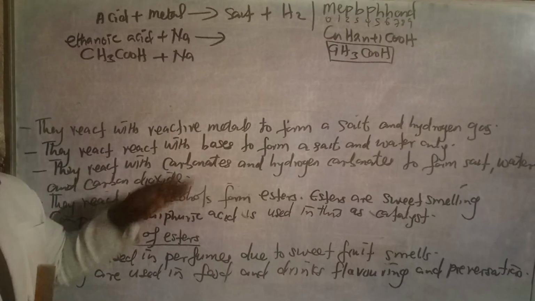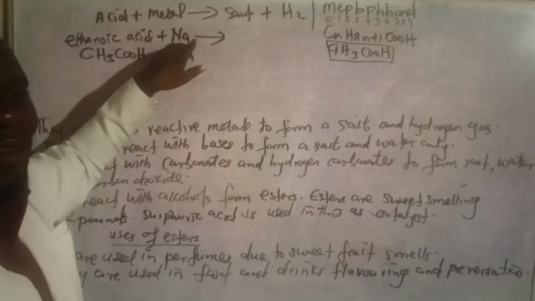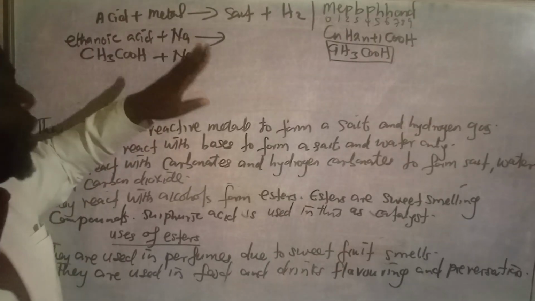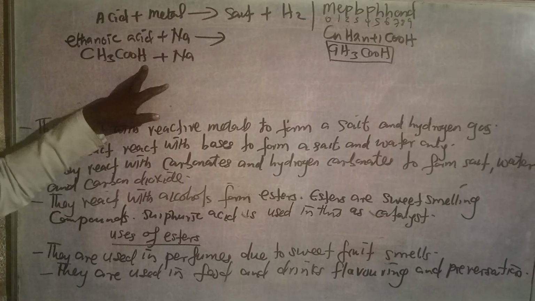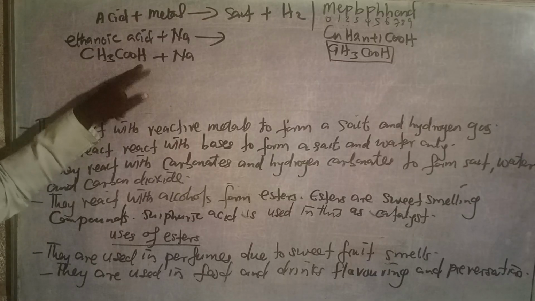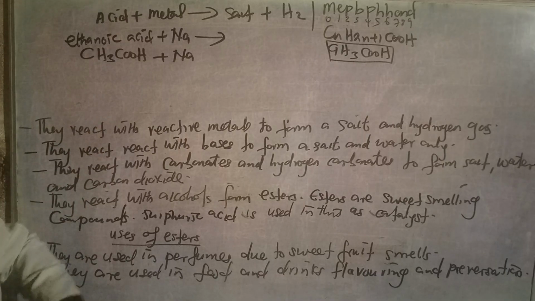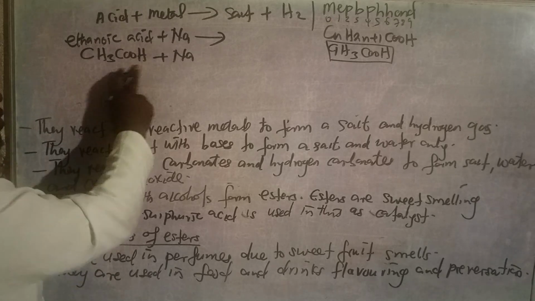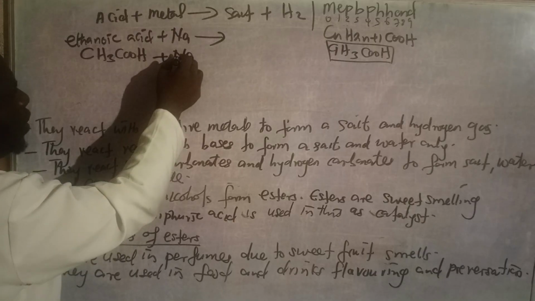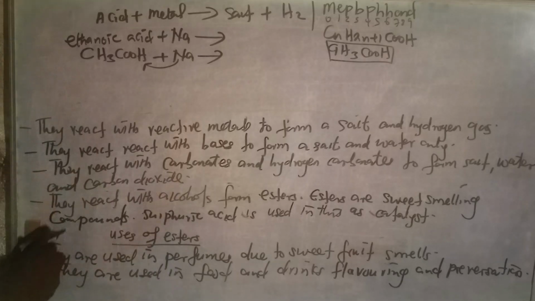I said you get a reactive metal, so here I can use sodium. Why a reactive metal? Because there is hydrogen, and this hydrogen needs to be replaced. When you follow the reactivity series, all metals above hydrogen can react with these acids. Since this hydrogen is to be replaced by sodium, now what's the name of the product?